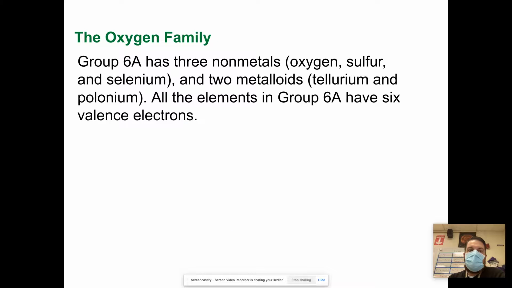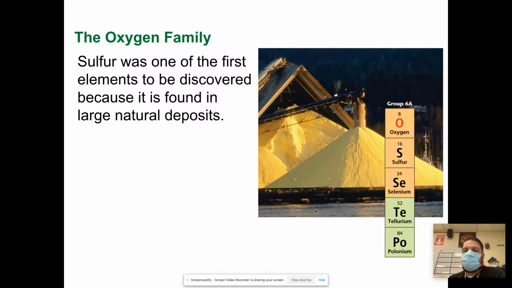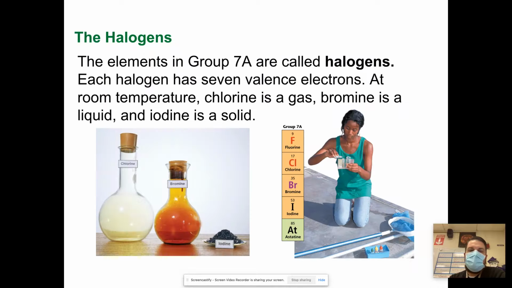Okay. Group 6, the oxygen family. Oxygen, sulfur, selenium. Here's the oxygen family. Sulfur is what they put in matchsticks. That's what gives it that smell. That's one of the first elements to be discovered and is found in large natural deposits. It catches on fire quickly. It's a good fire starter.